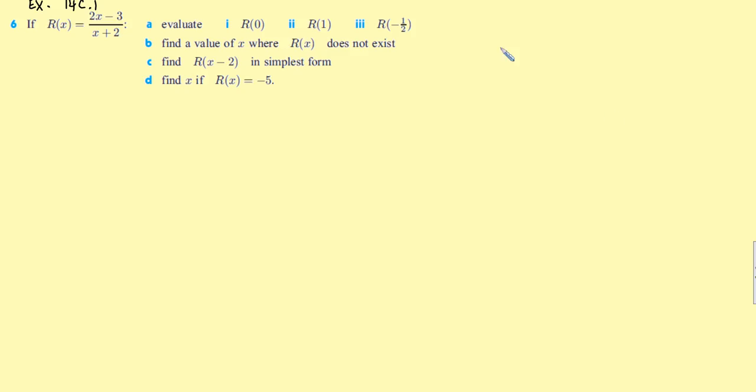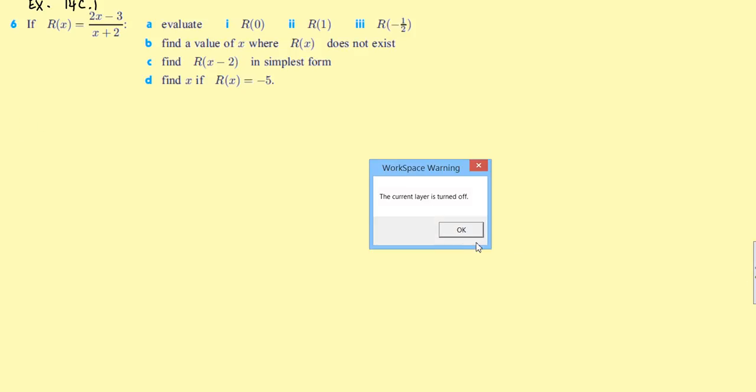Alright, the very last question we're going to do, and then we're done, says, if r of x is equal to 2x plus 3 over x plus 2, they want you to evaluate r at 0, r at 1, and r at negative 1/2. Okay, so let's do a.